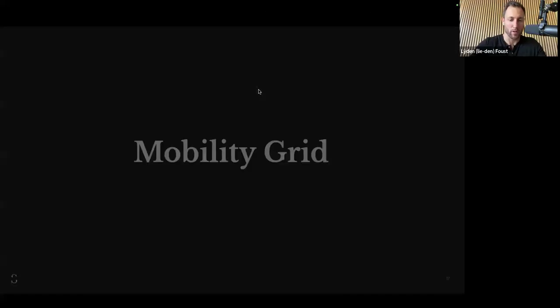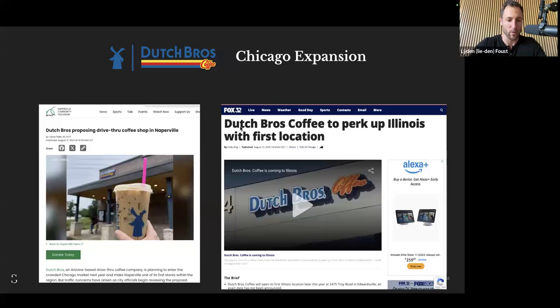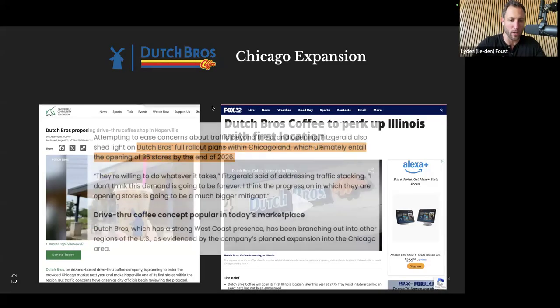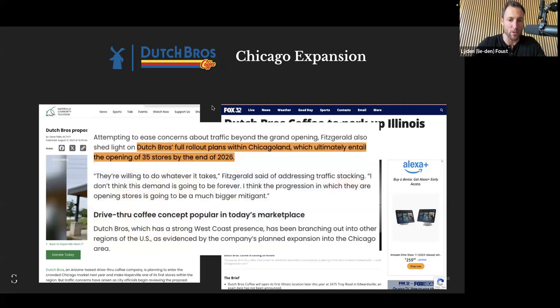Cool. Okay, we're gonna do one more demo here. So this really caught my eye. Dutch Brothers has no locations in Chicago, and they are opening their first location in Naperville very soon. I think the construction is almost finished. But I was reading the article, and this is what caught my eye. They are saying that they want to do their full rollout plans in Chicago to ultimately open up 35 stores by 2026. And that is as aggressive as I've ever seen a store rollout plan. So how could the mobility grid help Dutch Brothers identify where they should consider opening up?